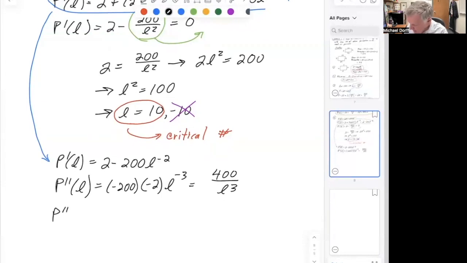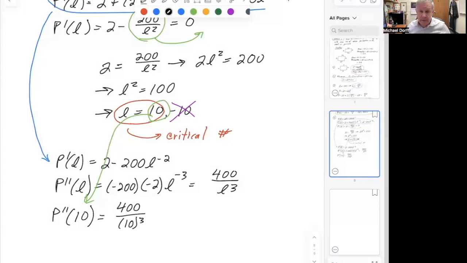Now we want to take the second derivative and evaluate it at my critical number, which was 10. So I put that in here and look at the second derivative there. I have 400 over 10 cubed. I could figure out what specific number that is, but it really doesn't matter, because what I want to know is whether it's positive or negative, and that is going to be a positive number. So what does that mean? That means I've got a second derivative that's positive, which gives me a smiley face, and at the bottom of that smiley face is my critical number, and so that critical number is a minimum.